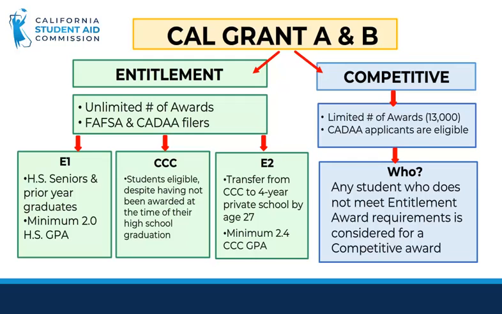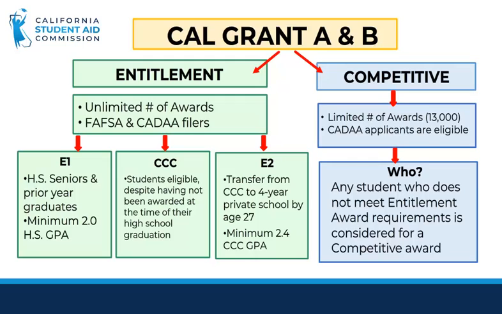And there is a third new type of entitlement applicant. This is our California Community College expansion. This one entitles any student that attends a California community college to a Cal Grant A or B if they are eligible, despite not having been awarded at the time of their high school graduation or year following. These students must apply by our September 2nd deadline.